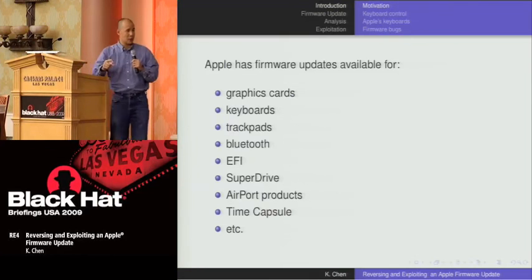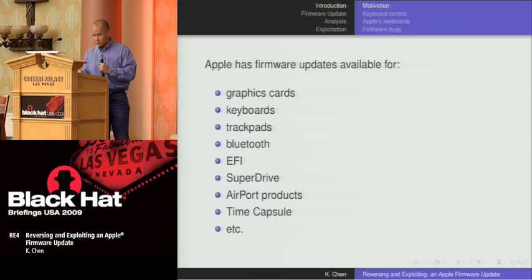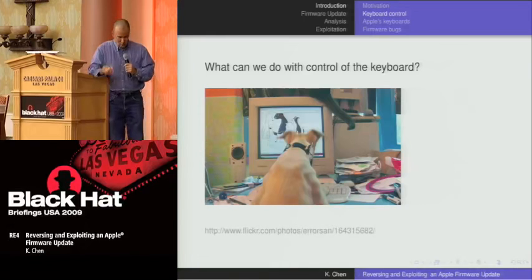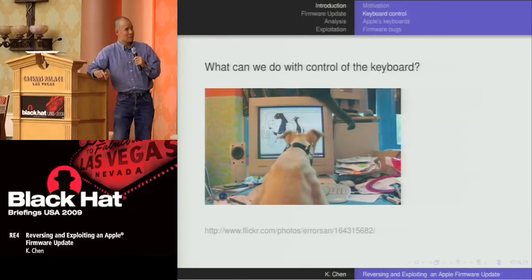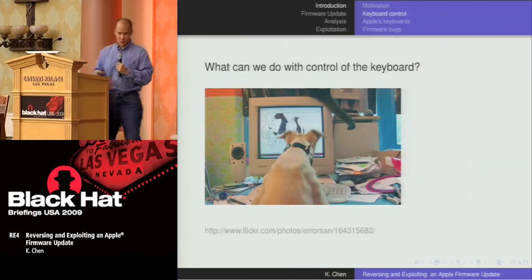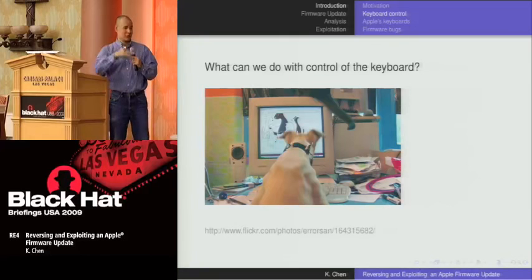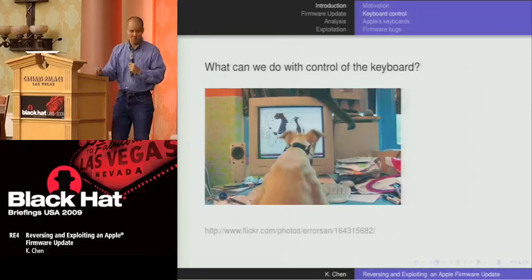But what we're going to do is concentrate on keyboards. That's what we're interested in. All right, so what can we do when we have control of the keyboard? If you can't see that picture, it's a picture of a dog using some computer. So what can we do with control of the keyboard? If you have control of the keyboard, you can pretty much do whatever the user is doing. You can be just like the user sitting in front of the computer.